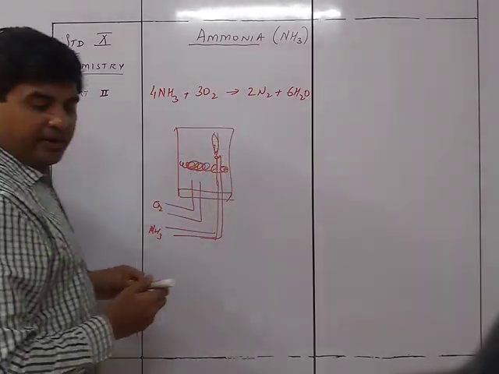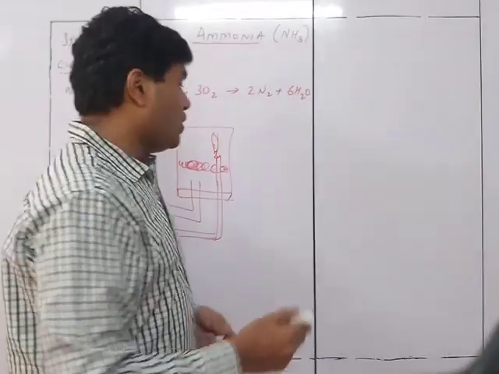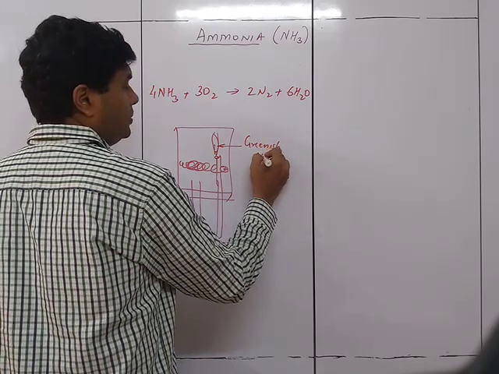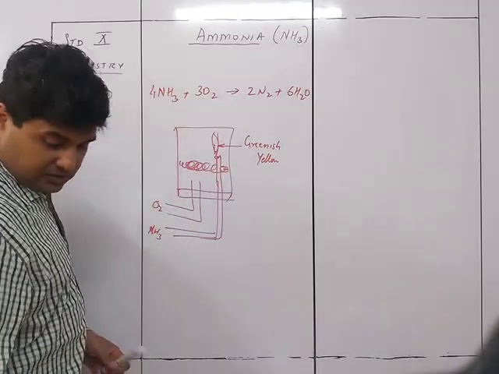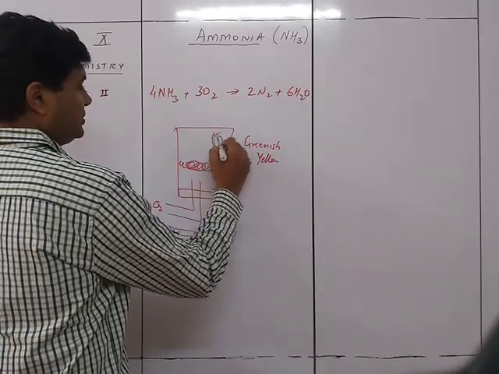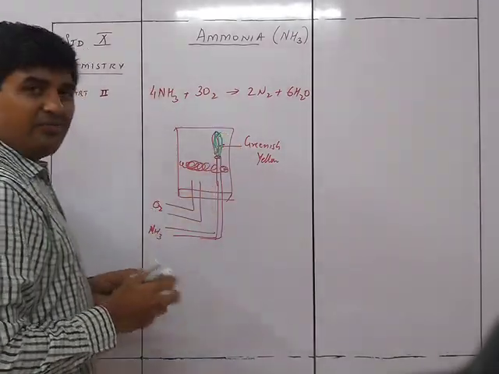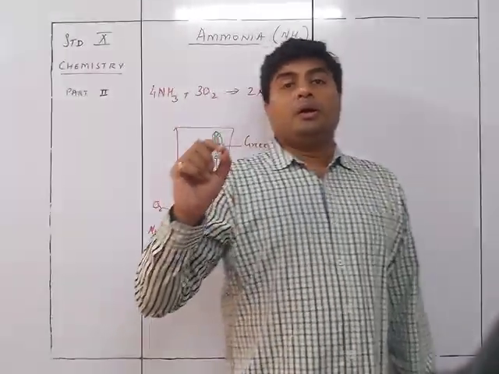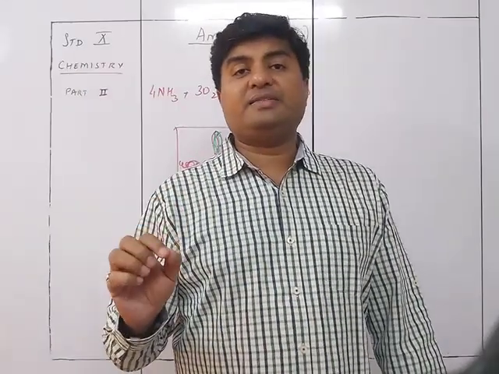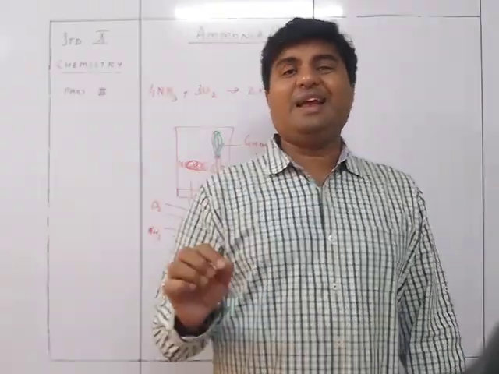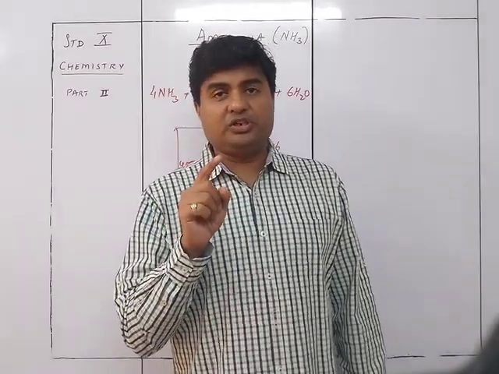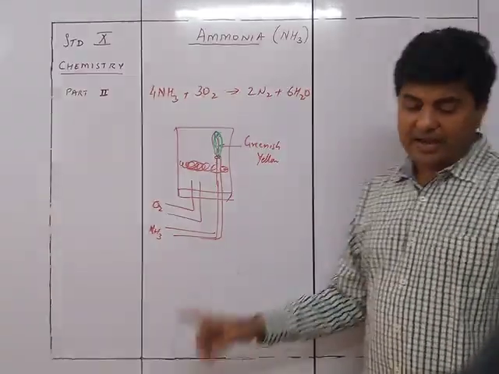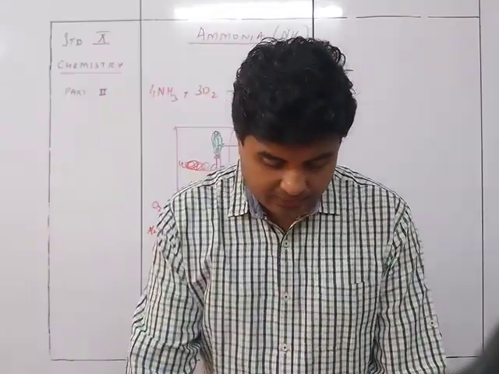Now burning of this will be with a greenish yellow flame. So here the flame will be greenish yellow. So yes, we can use a color. This is greenish color, so a green flame or a greenish yellow flame will be seen. So the main thing is that ammonia burns in presence of oxygen with a greenish yellow flame. That's the observation of this thing. What you get is nitrogen gas and water as the end results. So that was the thing.